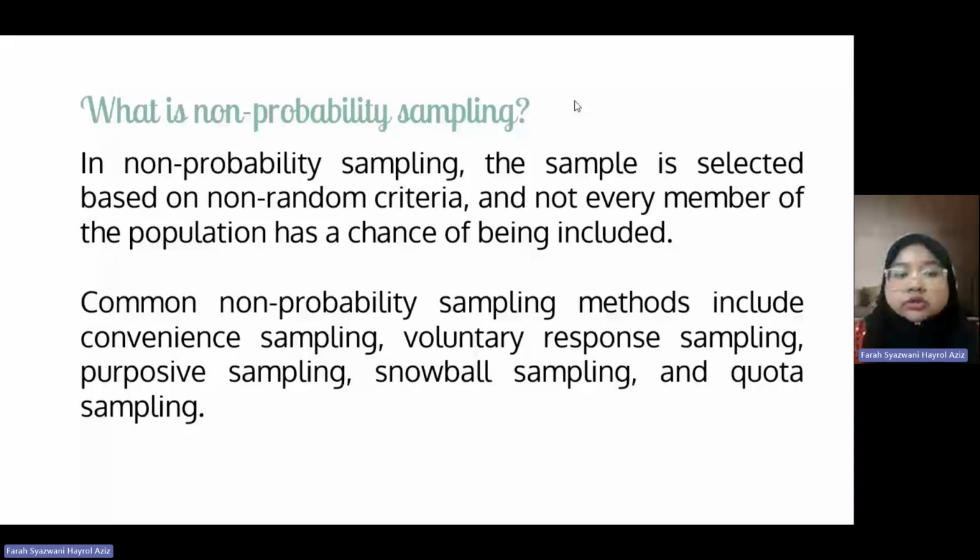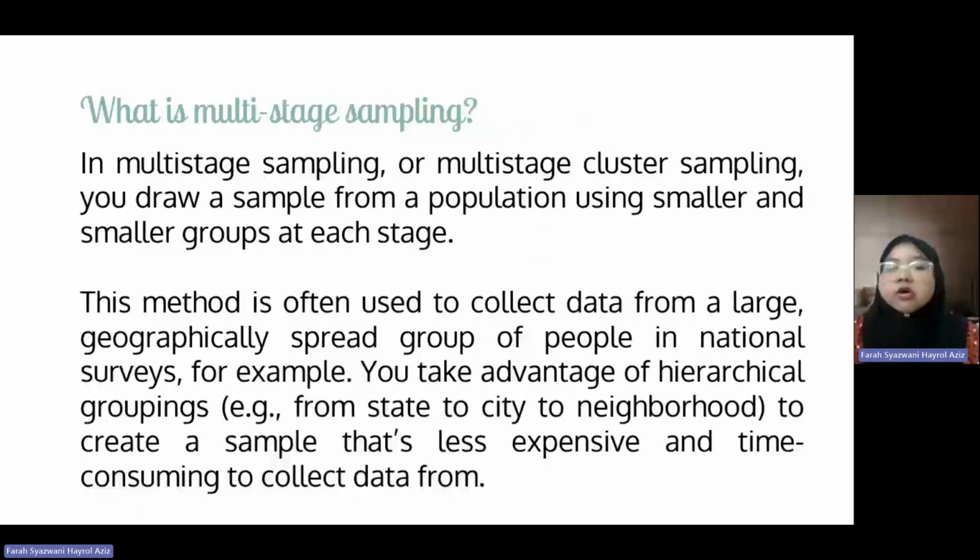Okay, and we also have multi-stage sampling. In multi-stage sampling, or multi-stage cluster sampling, you draw a sample from a population using smaller and smaller groups at each stage. This method is often used to collect data from a large geographically spread group of people in national surveys, for example. So you take advantage of hierarchical groupings, for example, from state to city to neighborhood, to create samples that are less expensive and less time-consuming to collect data from.